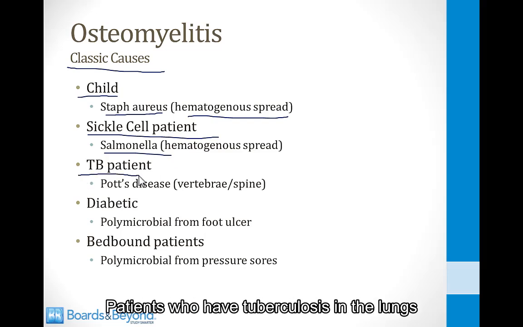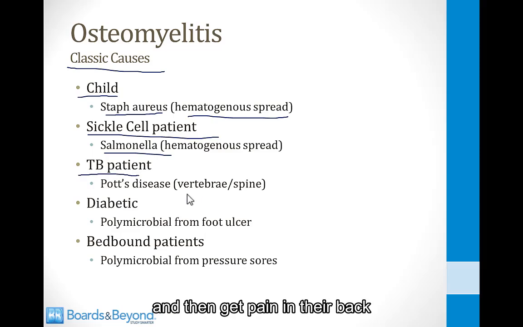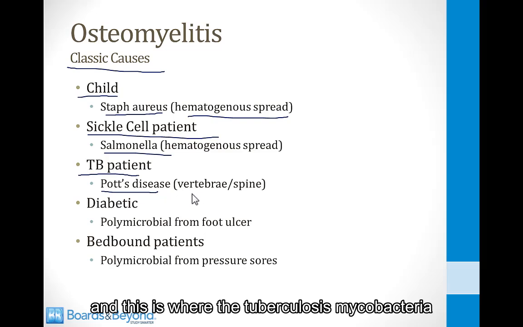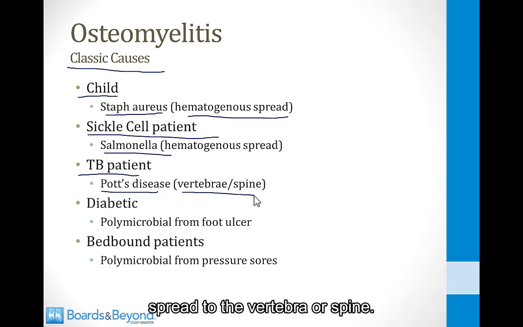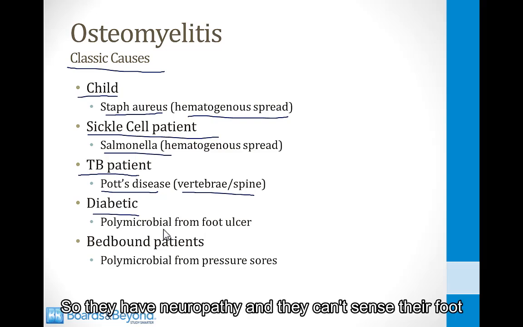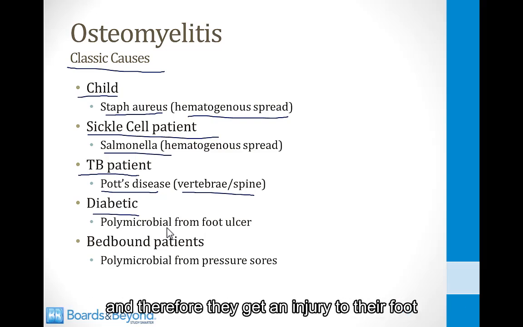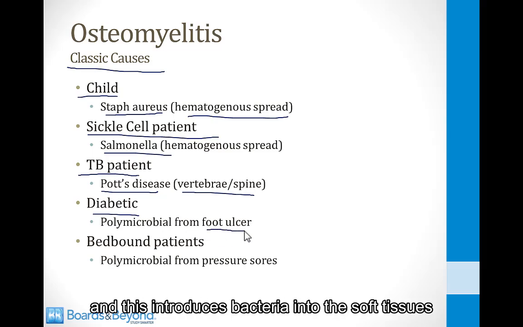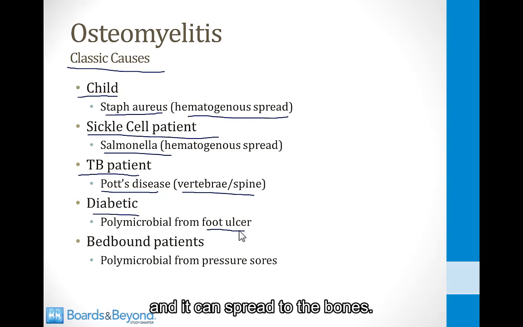Patients who have tuberculosis in the lungs and then get pain in their back often have what's called Pott's disease, and this is where the tuberculosis mycobacteria has spread to the vertebra or spine. Diabetic patients often get polymicrobial infection from foot ulcers, so they have neuropathy and they can't sense their foot, and therefore they get an injury to their foot and they get a foot ulcer, and this introduces bacteria into the soft tissues and it can spread to the bones.